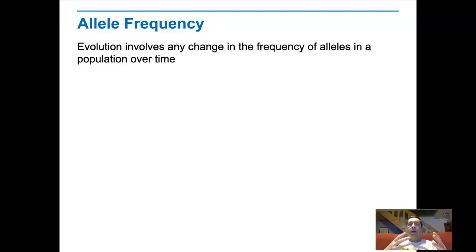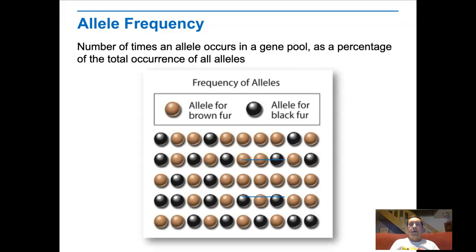So allele frequency is a way we can look at evolution. Evolution involves changes in the allele frequency in the population over time. If the population allele frequency doesn't change, it's not at that particular time evolving, at least for that trait. So the number of times an allele occurs in the gene pool as a percentage of the total occurrences of all alleles is allele frequency. We typically write it as a decimal.